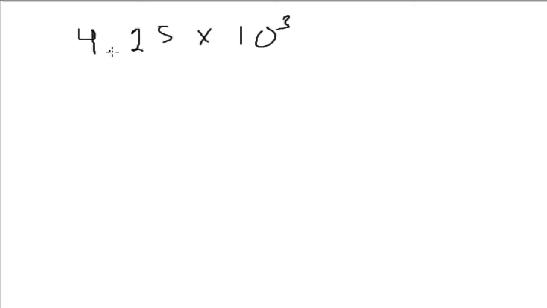So I have 3, I move 1, 2, 3 times. So I write 4, 2, 5, and I skipped an area here, right? There's an empty spot here. For every empty spot you add a 0, and then there's a decimal point there. So the number 4.25 times 10 to the 3 is actually the number 4,250. That's how you convert from scientific notation to a regular number.